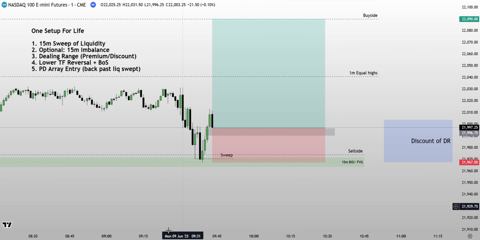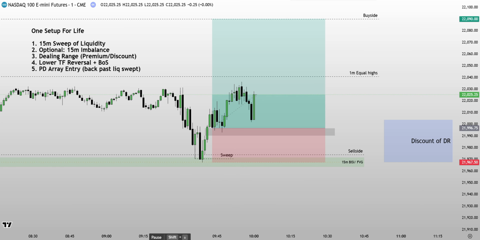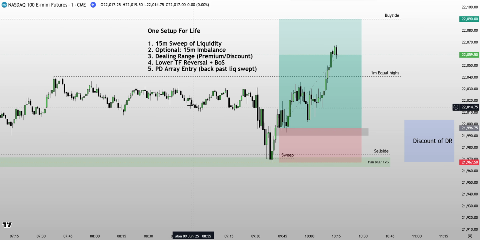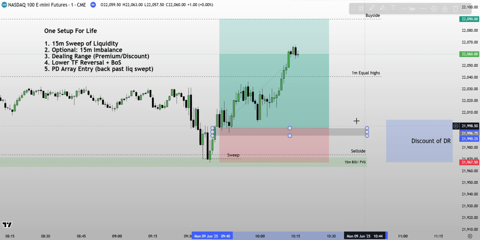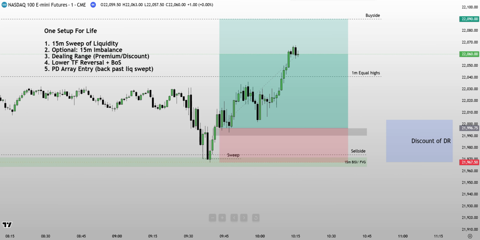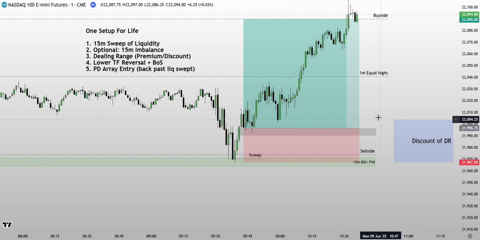And so let's see what price does now to this point. Price comes, takes out all of this generated liquidity. I mean, this is an easy draw. This is a clear draw for price. That is as crystal clear as it comes. And then price goes to that buy side. So nearly 95 points, over a 3-to-1 risk to reward, using that one setup for life that I would utilize time and time again that occurs in the markets all day.